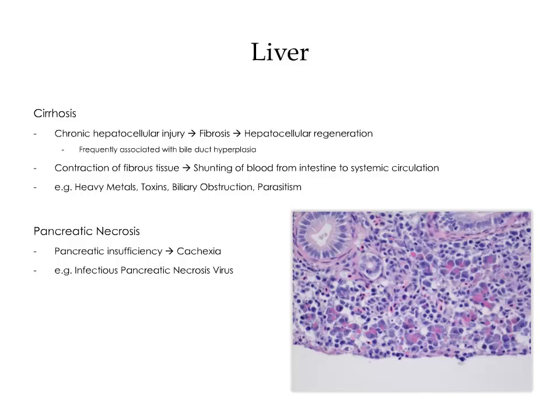Pancreatic necrosis results in pancreatic insufficiency. This can lead to cachexia as a consequence of maldigestion. Potential causes include infectious pancreatic necrosis virus. The image in the bottom right is an example of exocrine pancreatic necrosis caused by infectious pancreatic necrosis virus.